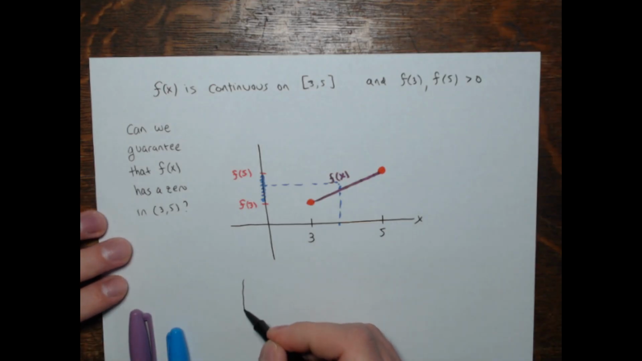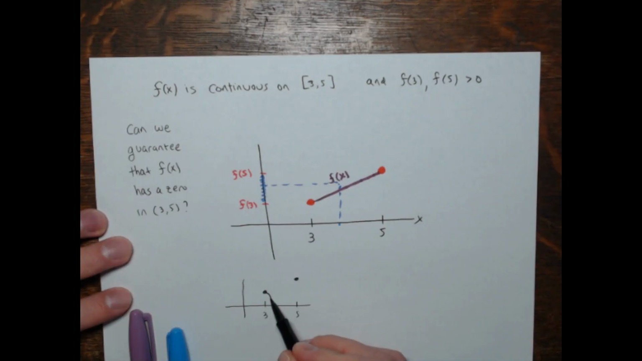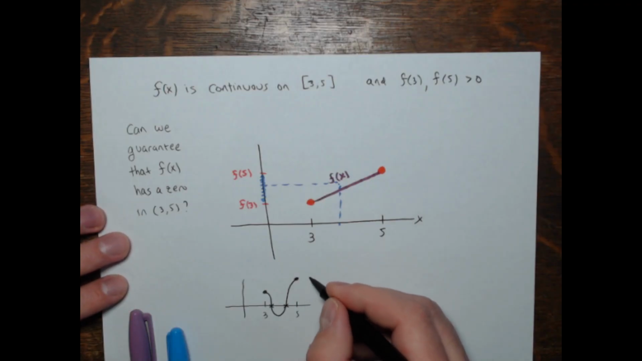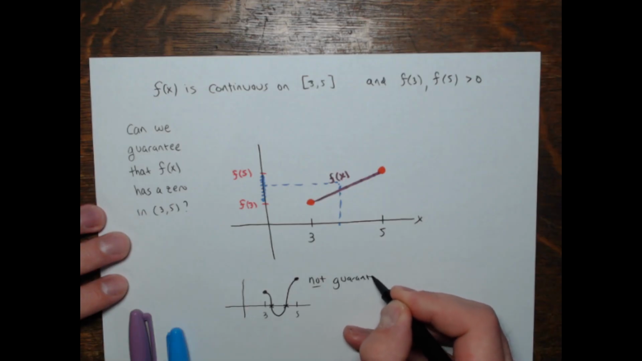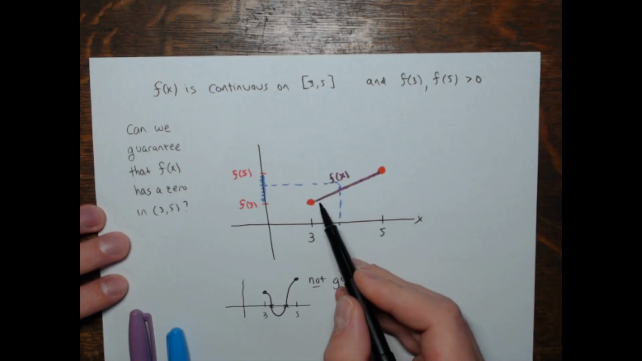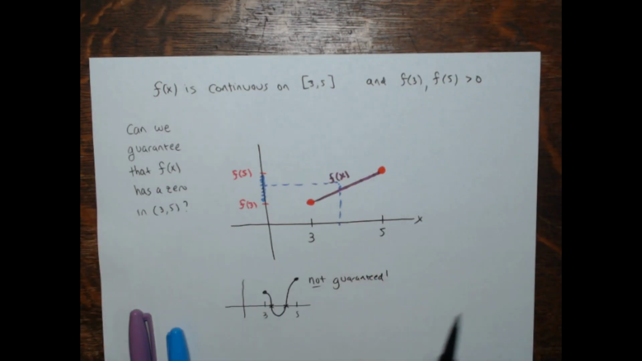Now, it could have done this. All right, here's 3, here's 5. Say f of 3 is this and f of 5 is that. Now, the graph could have done this. It could have dipped down and then come back up, and then you had some x-intercepts. But that's not guaranteed. Right? You don't know that. What if it was just a straight segment like I had up here? So the answer is no.